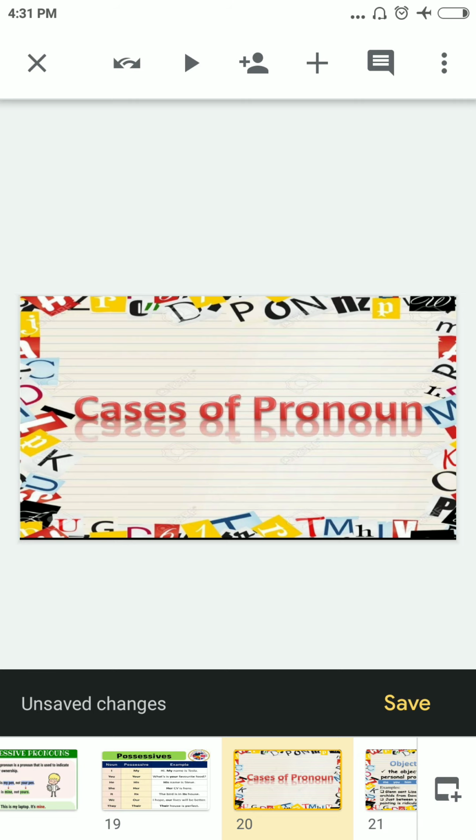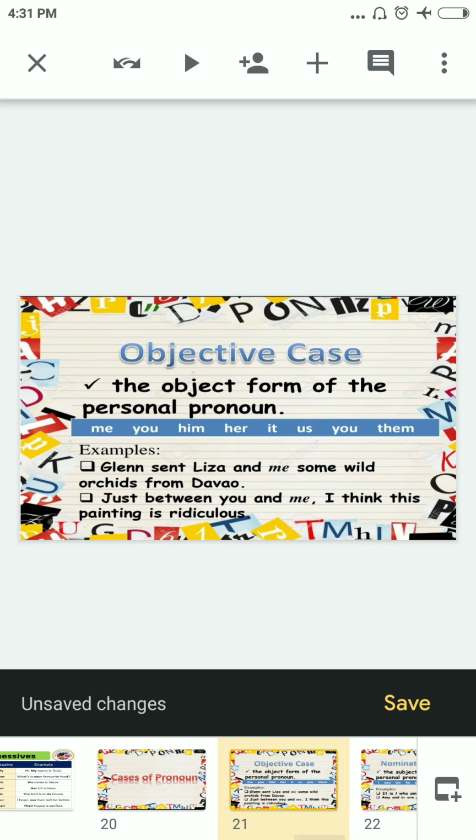Now we have to talk about the cases of pronoun. So first we have to talk about the objective case, the object form of the personal pronoun. Obviously, whenever we are talking about the objective case, at that time we have to talk about the object form of the personal pronoun. So see, the examples are given here: me, you, him, her, it, us, you, and them. Glenn sent Lisa and me some wild orchids from Debeo.